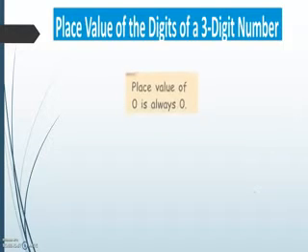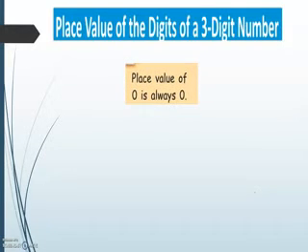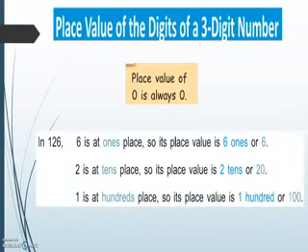See, for example, place value of 0 will always be 0. All of you just remember that wherever 0 is written, its place value will be 0. When 0 is in the ones place, or in the hundreds place, or in the tens place, its place value will always be 0. Place value means the value of each digit according to the place it is situated.